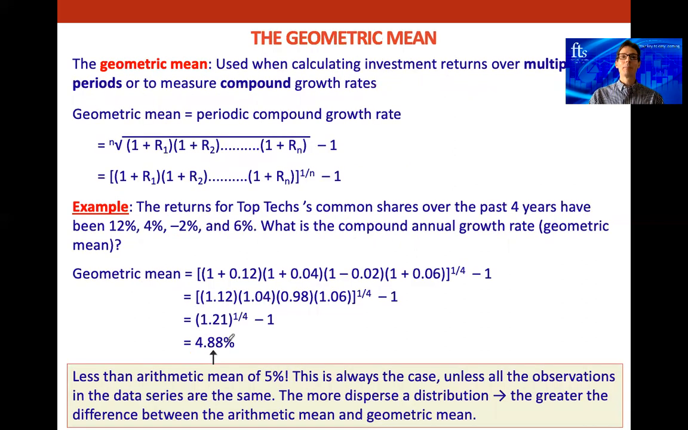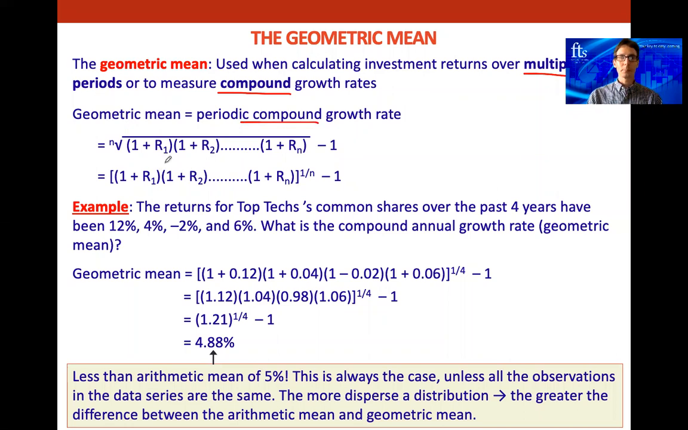Right, and now the geometric mean. This is used when calculating investment returns over multiple periods or to measure compound growth rates. So if they ask us to work out compound growth rates, we must always do the geometric mean. It is a periodic compound growth rate, and this is the formula for it.